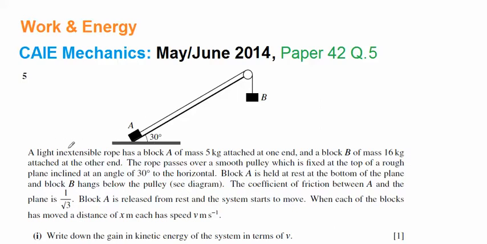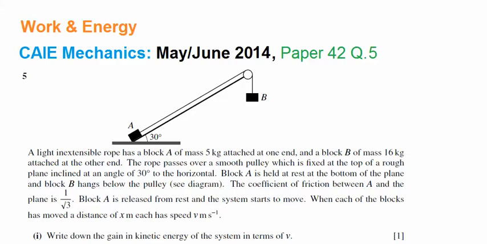Here a light inextensible rope has a block A of mass 5 kilogram attached at one end. So this is block A, and a block B of mass 16 kilogram is attached at the other end here. The rope passes over a smooth pulley which is fixed at the top of a rough inclined plane at an angle of 30 degrees to the horizontal.